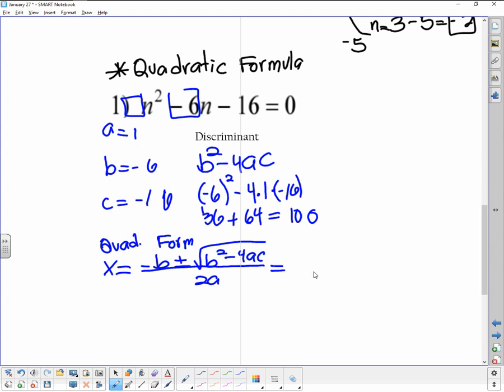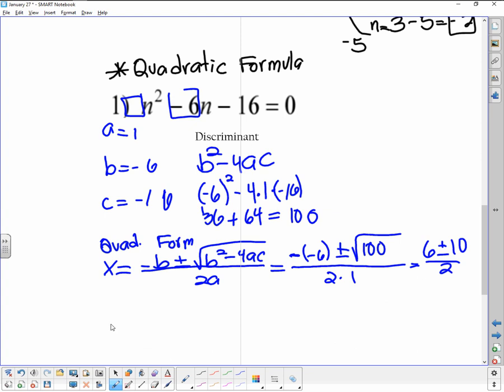Now plugging in the values, -b, what is b? Negative because of the negative right here. The b value will be -6. Plus or minus square root of, I did all this work. All this work is right here, so that gave me 100. All over 2 times a, and a is 1. So then this becomes 6. Square root of 100 will be 10. And 2 times 1 will be 2.